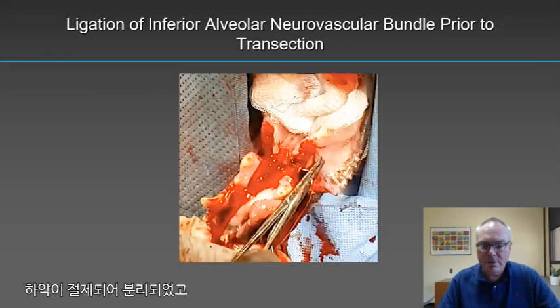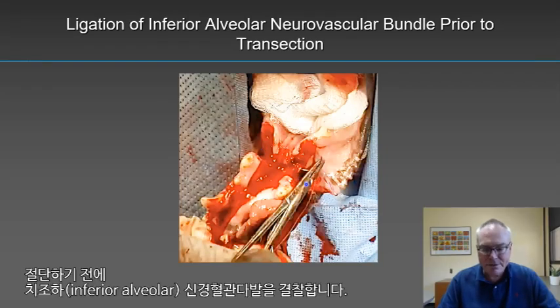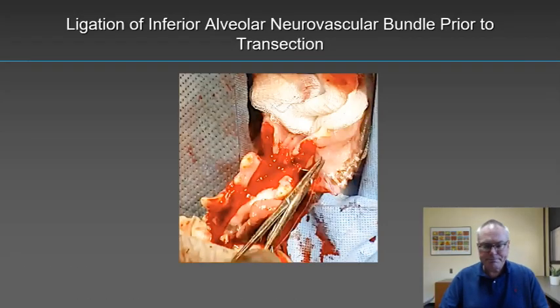So here we can see that being done. The mandibles have been cut, they have been distracted from one another, but the blood vessel is still intact, and then we can ligate the inferior alveolar neurovascular bundle prior to transection.